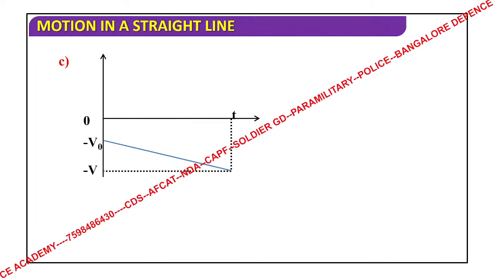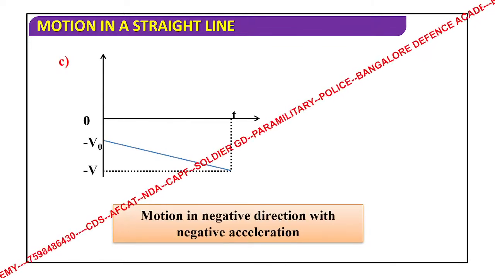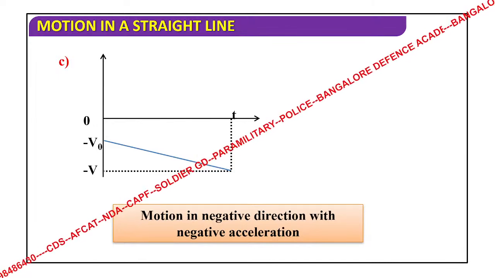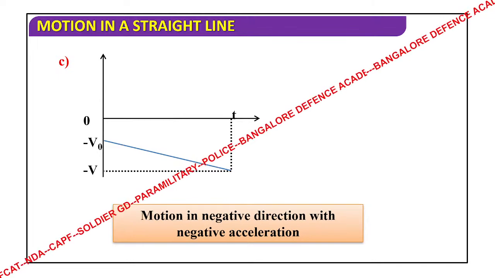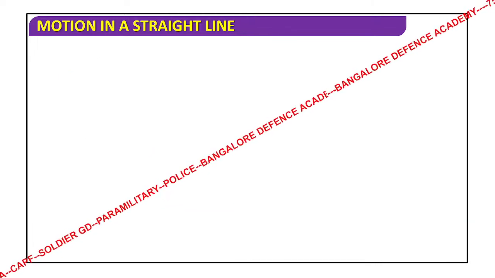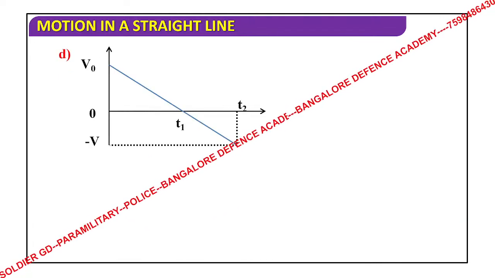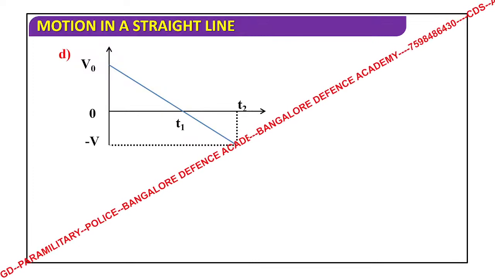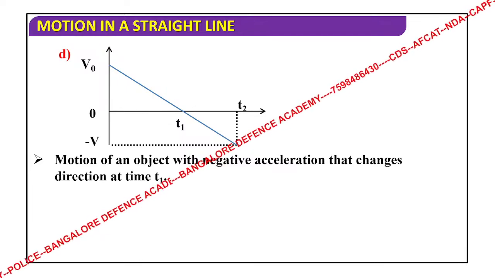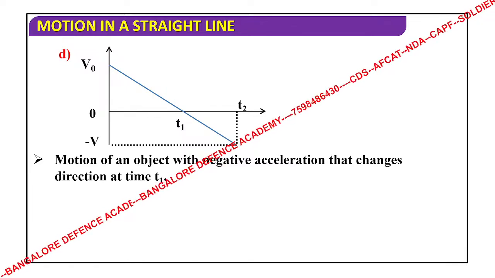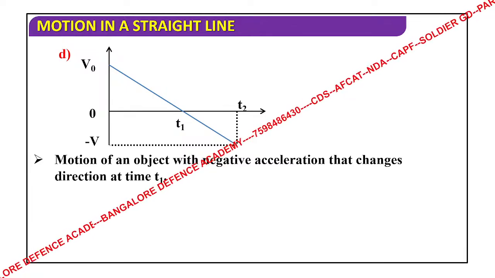Next, here you can see motion in negative direction with negative acceleration. Okay, negative direction with negative acceleration. Next, here you have positive direction but negative acceleration. So you have negative acceleration but the direction is positive. So these graphs are important.